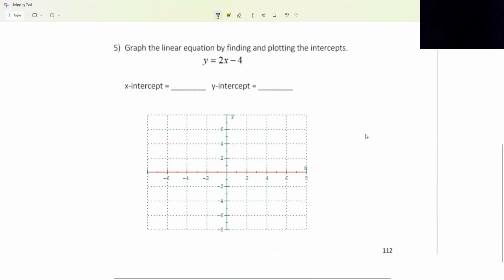All right. For the next one here, it says graph the linear equation by finding and plotting the intercept. So you try it, pause the video, take a shot at it, and then come back and see what I get.